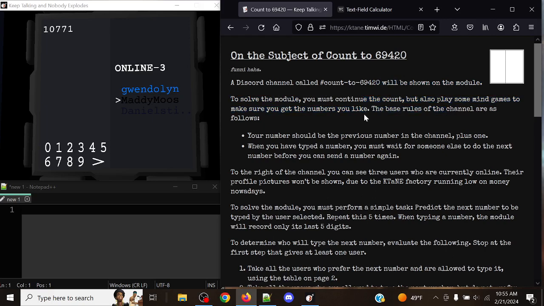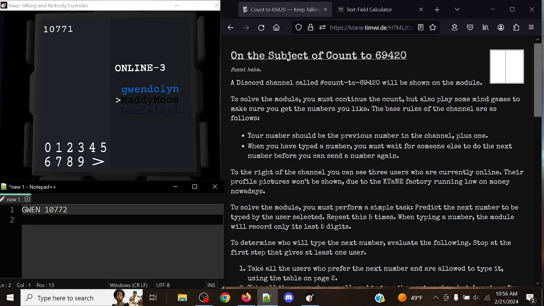The base rules of the channel are as follows. Your numbers should be the previous number in the channel plus 1, and when you have typed a number, you must wait for someone else to do the next number before you can send a number again. So effectively, if Gwen, for example, were to type the number 10772, they can no longer type the number 10773. It can only be Maddie or Daniel. That's the only way that can work.